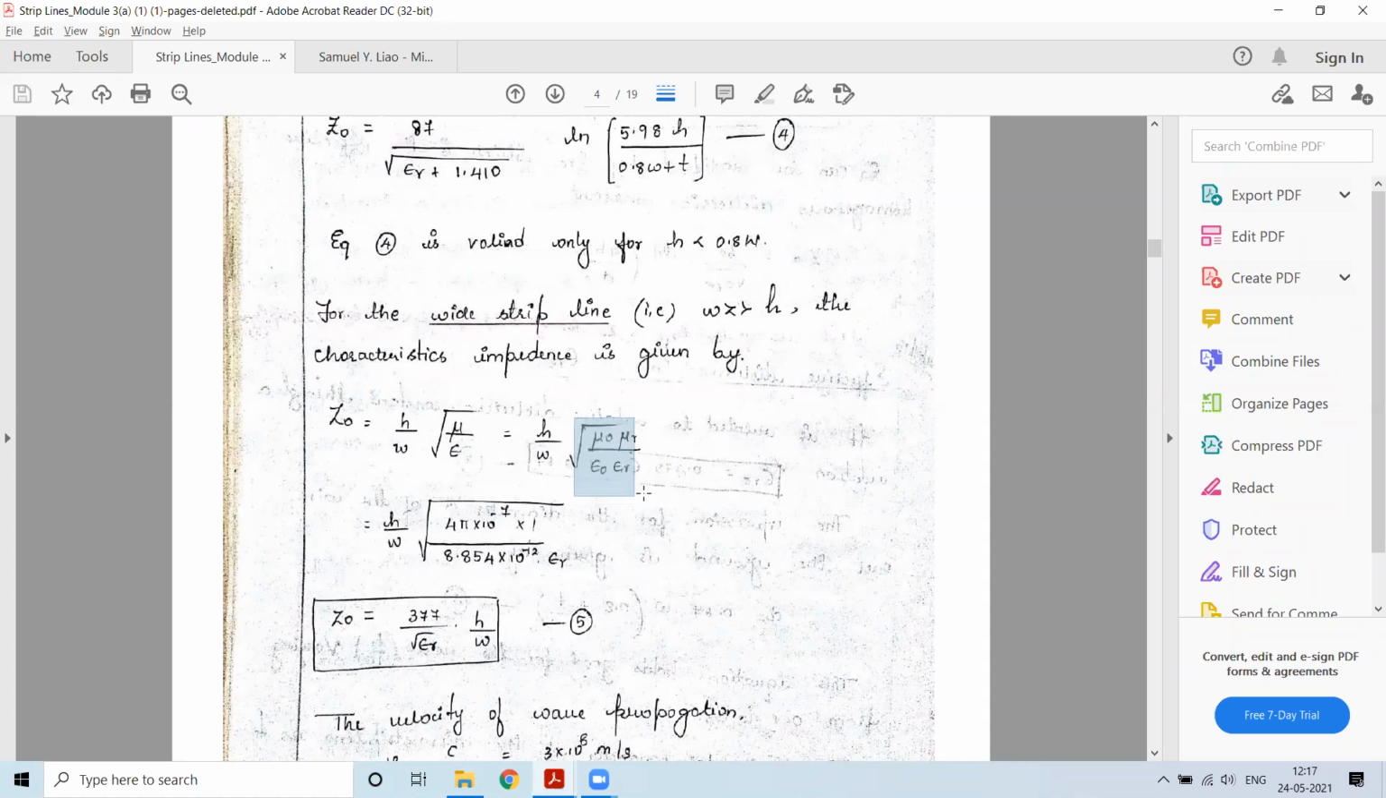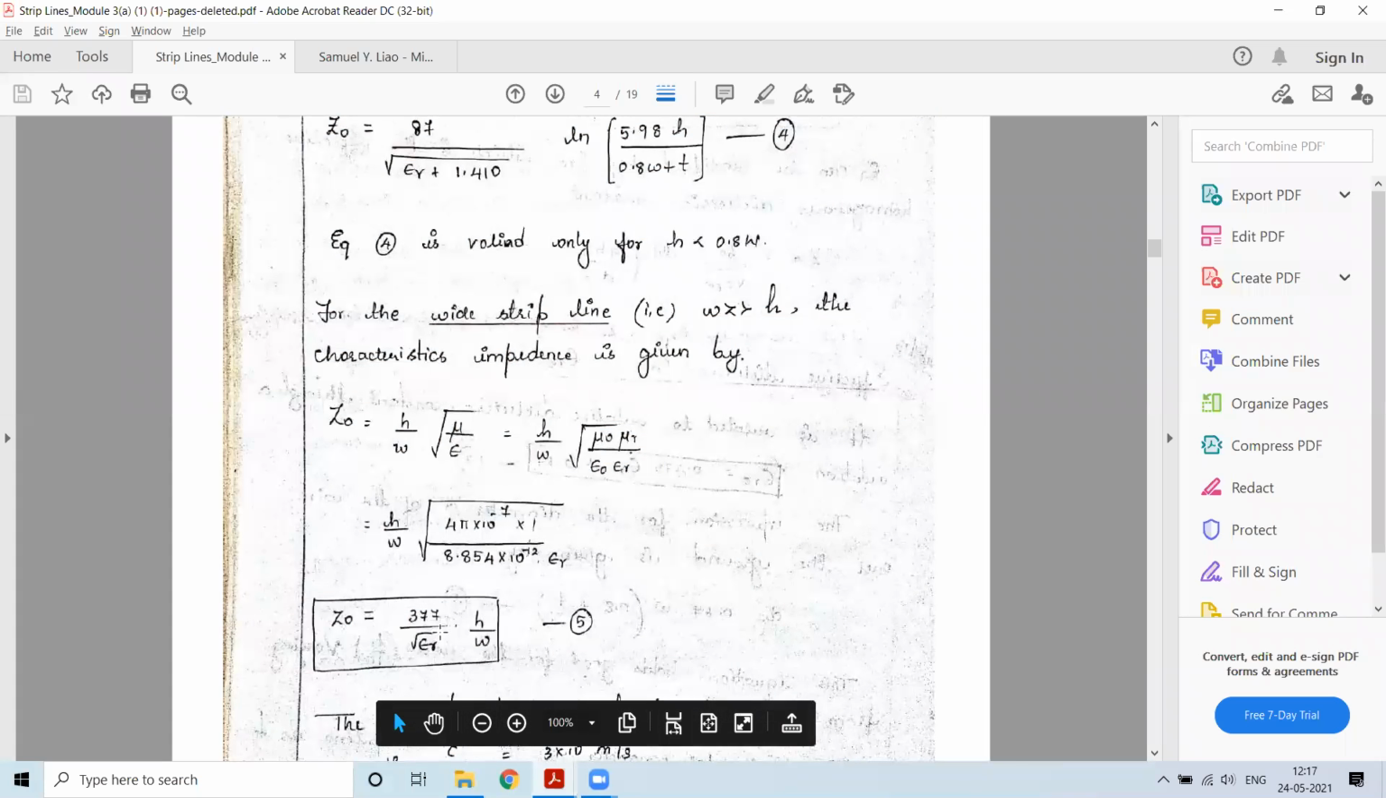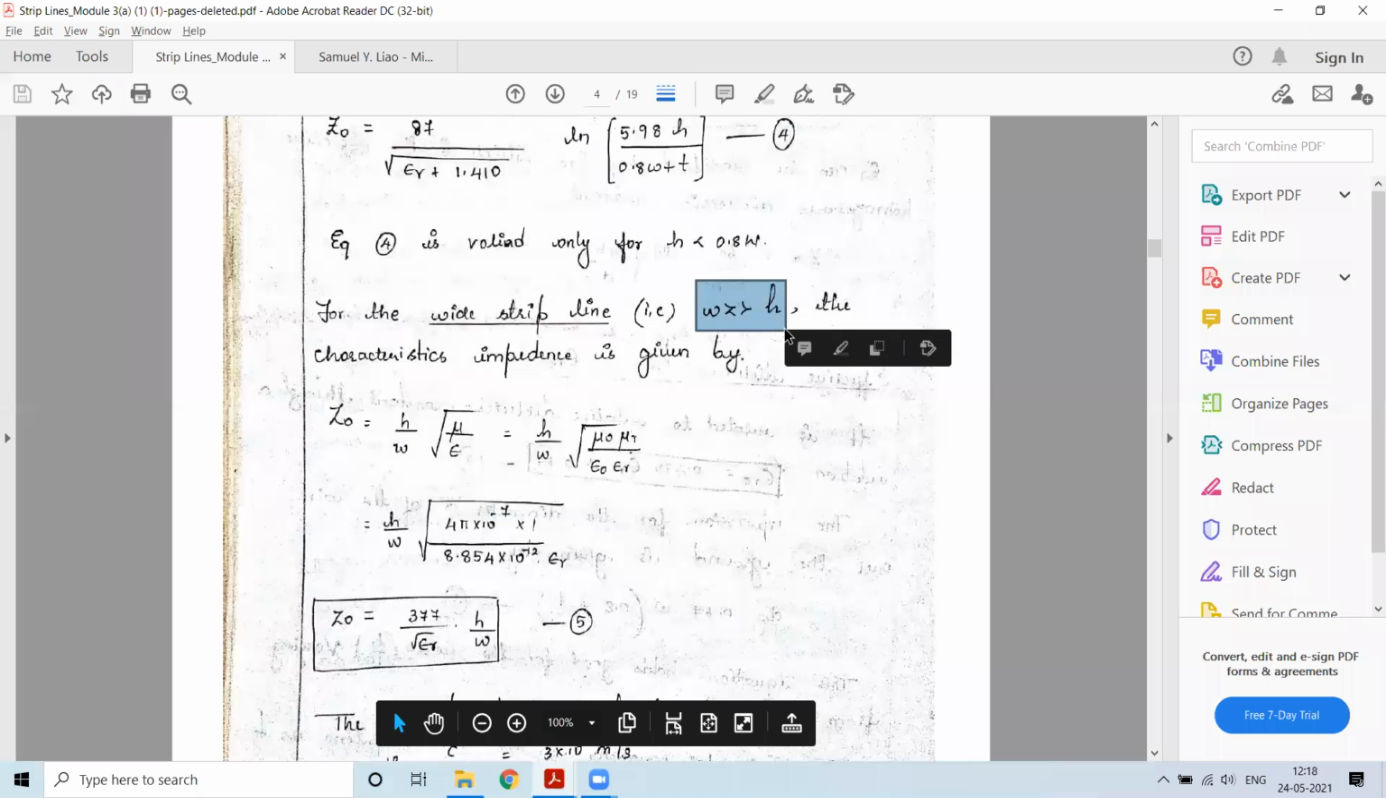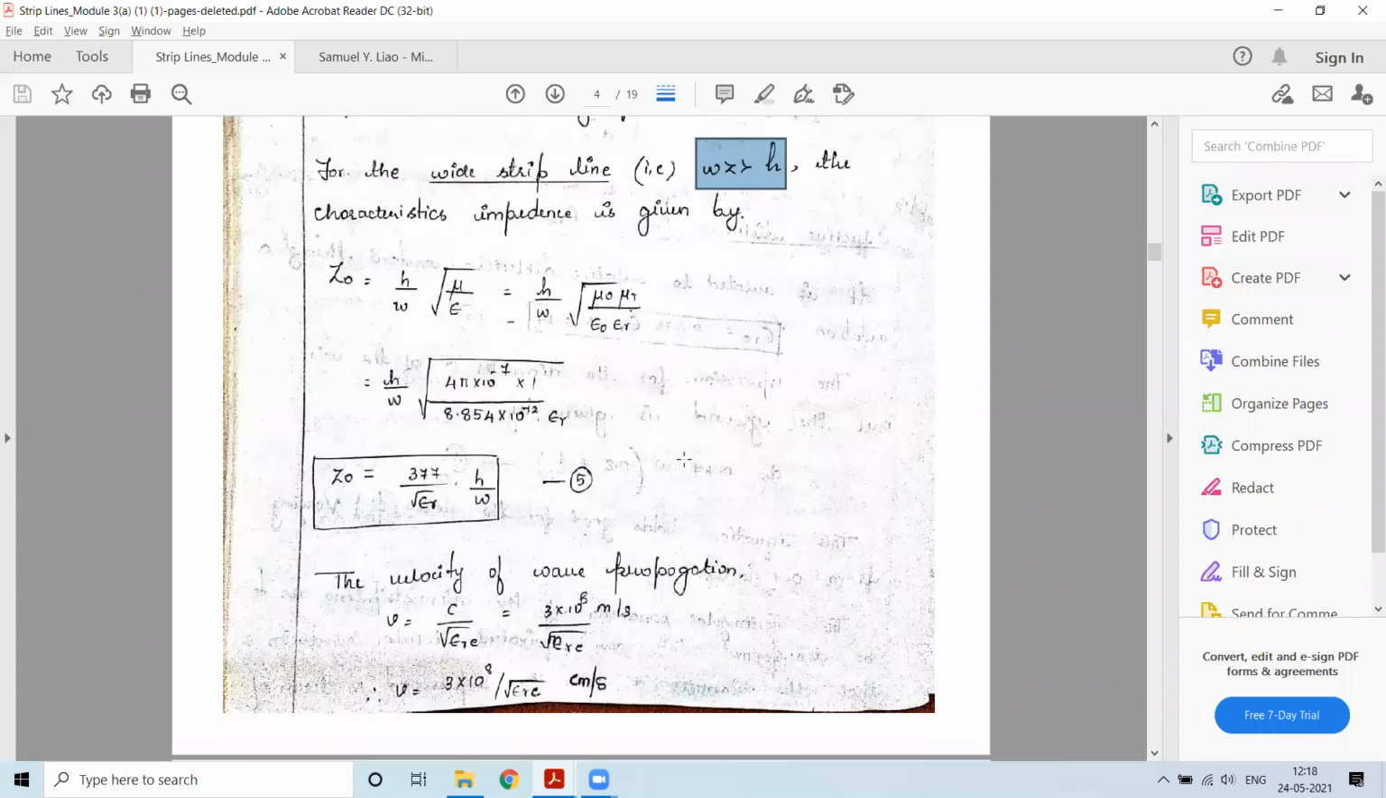So when we make these substitutions, what we have is Z naught given in terms of 377 divided by square root of epsilon r into h by w. That is when we simplify this overall term. And if we consider that the relative permeability is 1, this is the Z naught we obtain. So this is when w, that is the width, is much greater than the height parameter, which is referred to in the microstrip line. So this is what we have for the characteristic impedance.